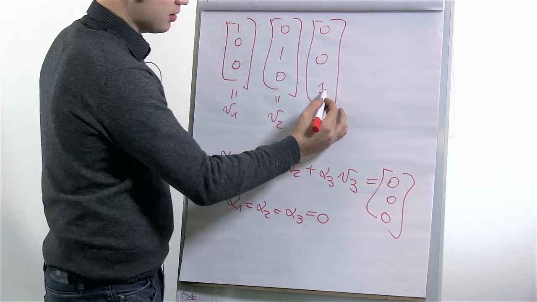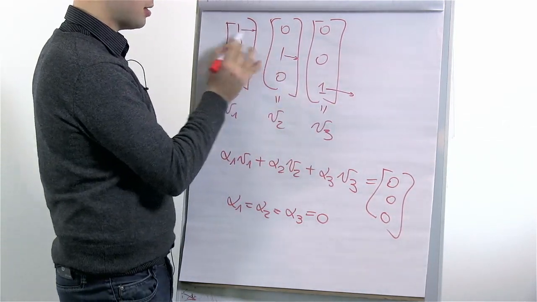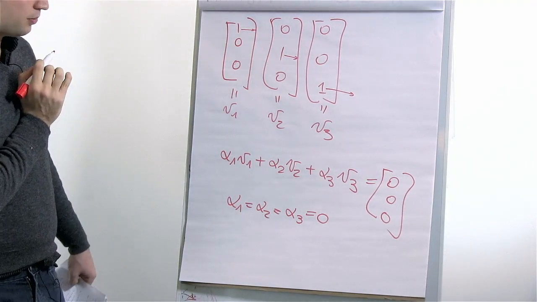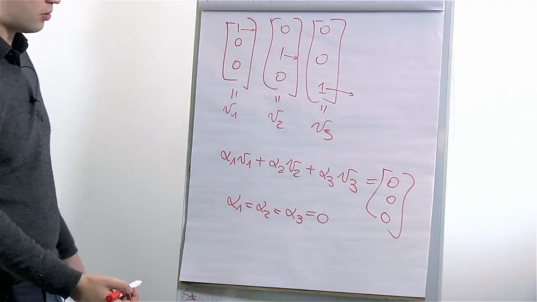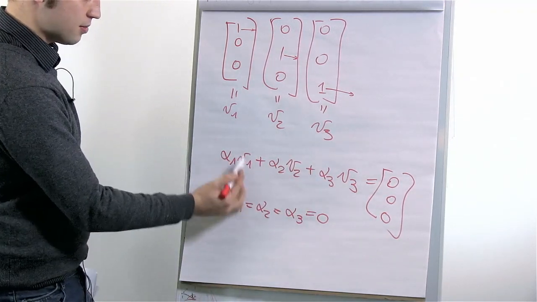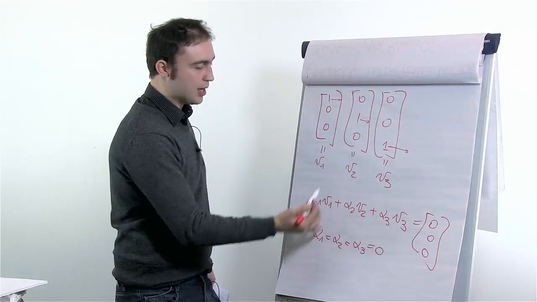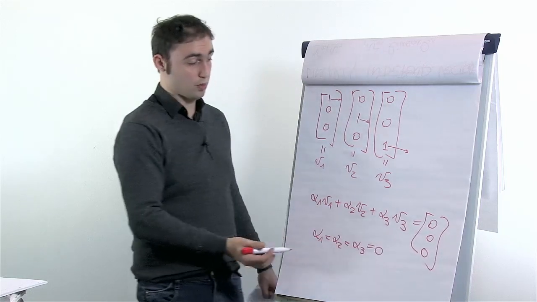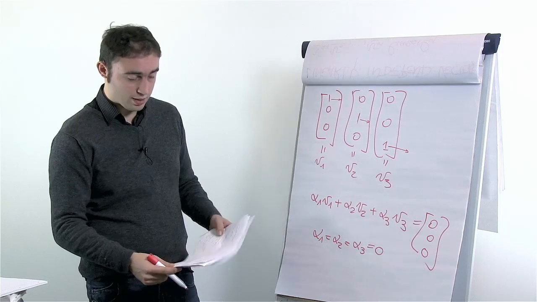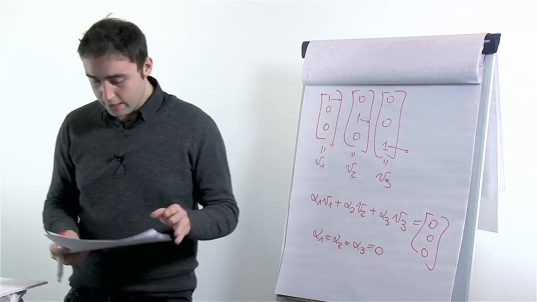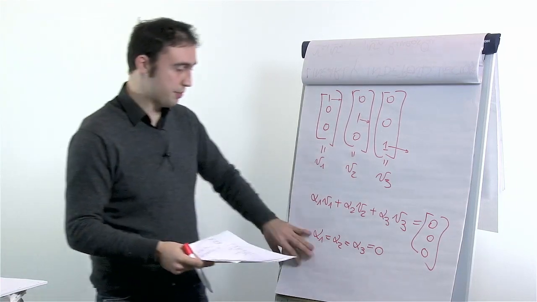Because this one leads the third component, this one leads the second component, this leads the first component. And then the only way that when we sum up these vectors by some constants in order to get a zero vector is when alpha 1, alpha 2, and alpha 3 are equal to 0. And this is the concept of linear independence. And it's very important because with linear independence we can define what the rank of a matrix is.